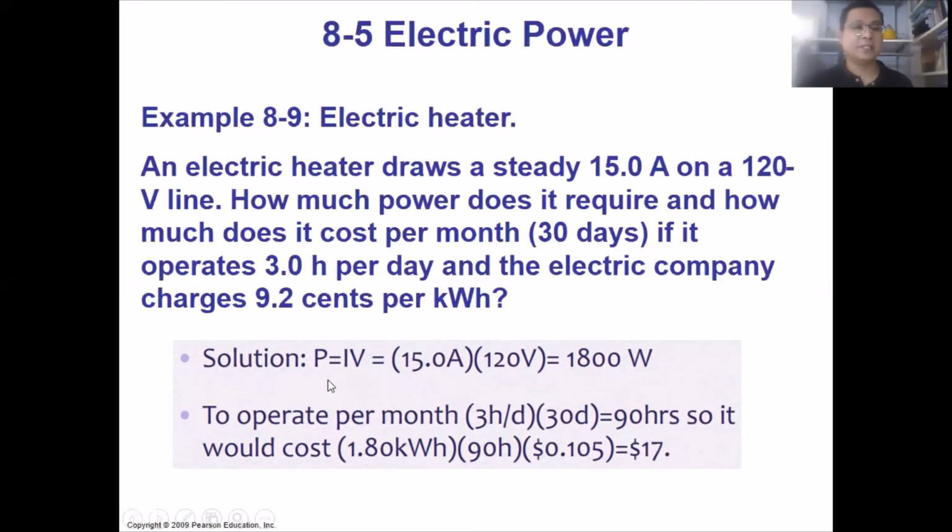Okay, the solution is P equal to IV, because we have I and V, so we can calculate the power. To operate per month, multiply by 30 days. So we can calculate the kilowatt hours and convert to money.